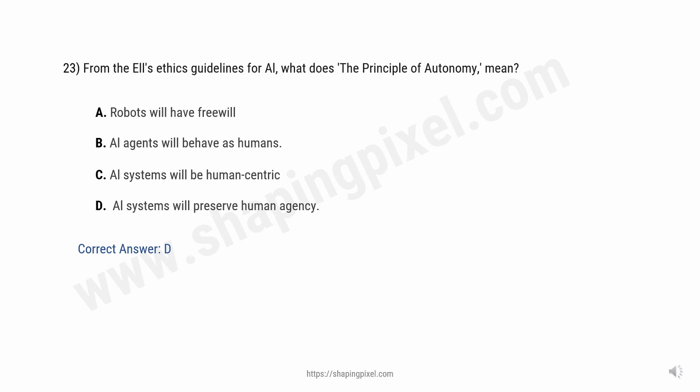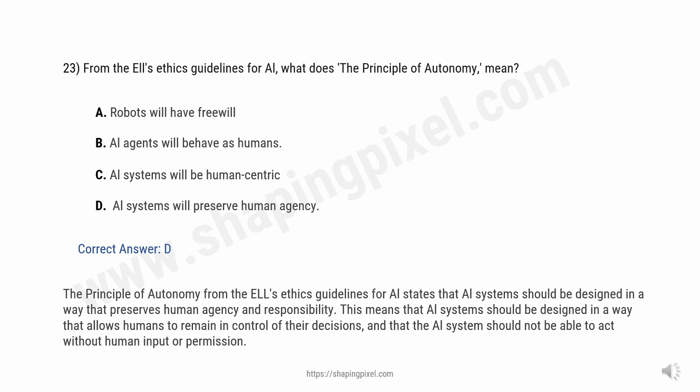And the correct answer is Option D. AI systems will preserve human agency. The principle of autonomy from the ELS Ethics Guidelines for AI states that AI systems should be designed in a way that preserves human agency and responsibility. This means that AI systems should be designed in a way that allows humans to remain in control of their decisions, and that the AI system should not be able to act without human input or permission.